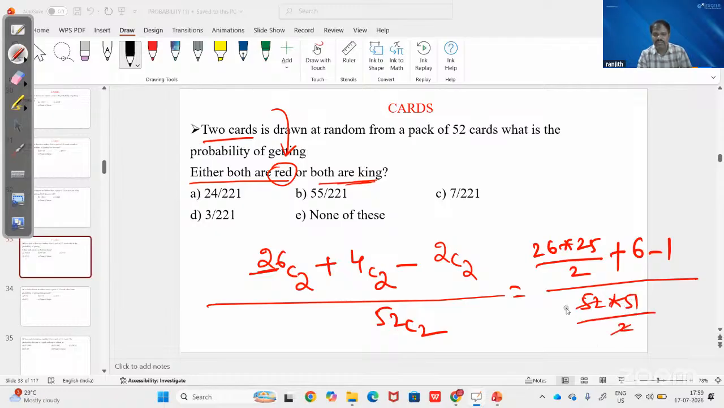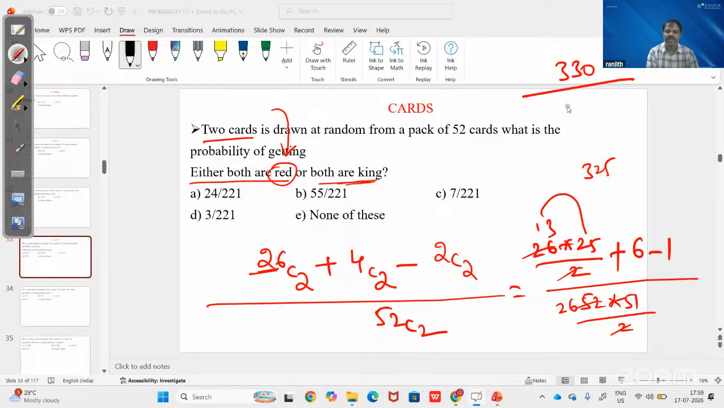2 ones are 2, 26. 2 ones are 2, 13. 13 into 25 is 325, plus 5, equal to 330. 330 divided by 26 into 51. 3 tens are 110 and 17. It is cancelled by 2: 2 fives are 55 and 13. So 55 by 221. The answer will be equal to 55 by 221.